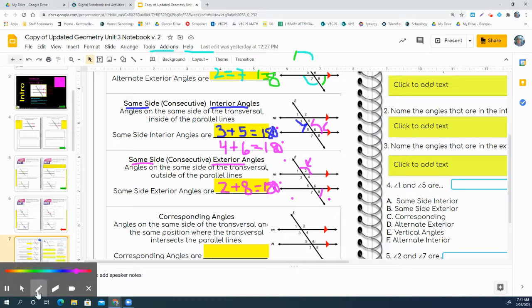Okay. Last one, I know you're mind readers, and you can say, what is same side exterior to angle 1? 1 and 7, absolutely. So 1 plus 7 equals 180. My mouse has decided it doesn't want to work anymore.